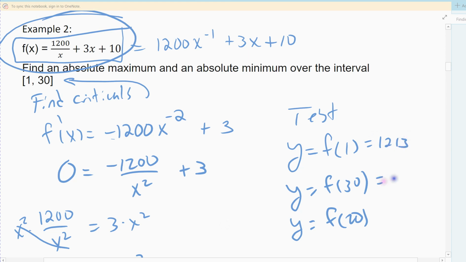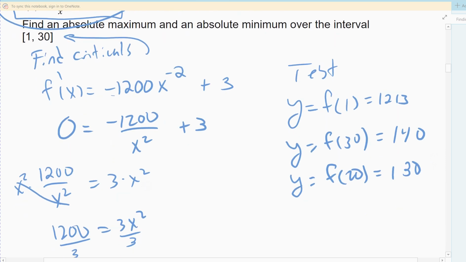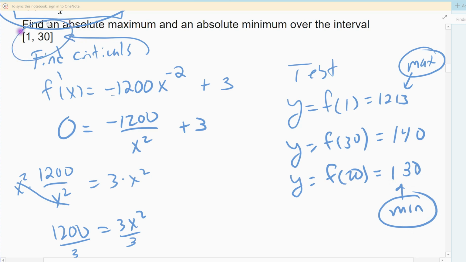When I plug 30 in, it's going to come out 140, and when I plug 20 in, that's going to come out 130. Which means that's my max, because that's the biggest. That's my min, because that's the smallest number. Again, only over 1 to 30. Everywhere else they would have bigger or smaller values. But if I stay between 1 and 30, my maximum occurs at 1, it's 1213. My minimum occurs at the critical value 20, which is 130.